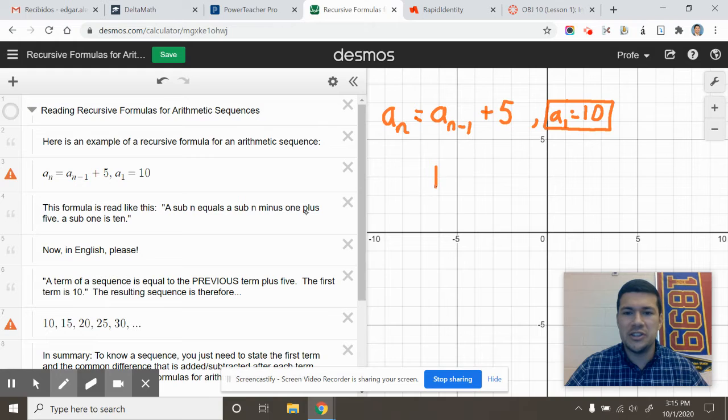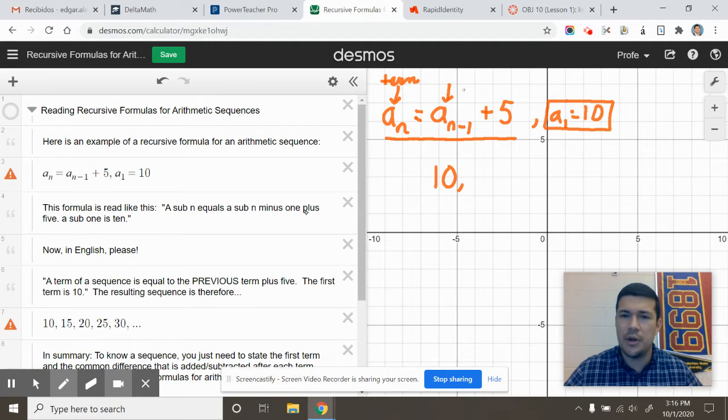So I like to visualize the sequence. The first term is going to be 10. Okay, that's all I know at this point. So let's look at the formula. The formula says a sub n equals a sub n minus 1 plus 5. What does that mean? Well, a sub n simply means a term. All right, cursive is better for me. That's a term. A sub n minus 1, don't think of substituting or anything like that.